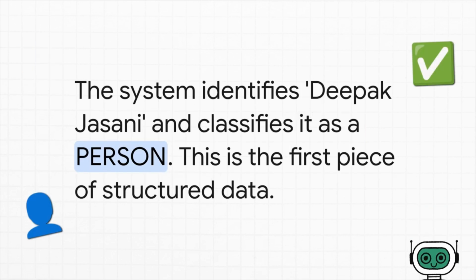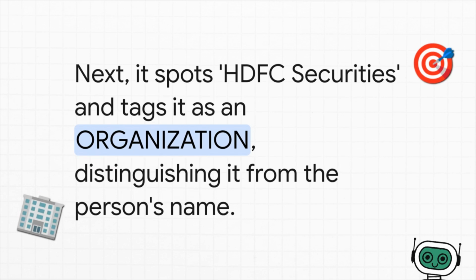First, it spots Deepak Jasani. Now, how does it know? Well, based on patterns it's learned, things like capitalization and the common structure of names, it highlights this as a person. That's our very first piece of structured data. And then it keeps going. It finds HDFC Securities. The word securities is a pretty big clue, so it gets tagged as an organization. See how it's already starting to tell the difference between different types of things?